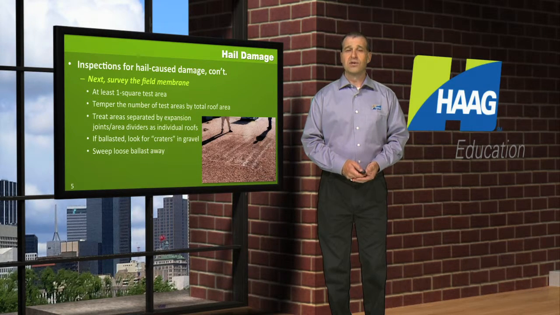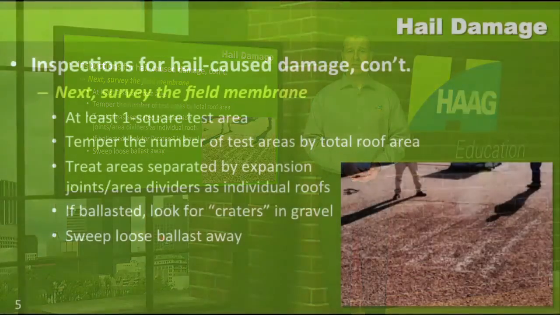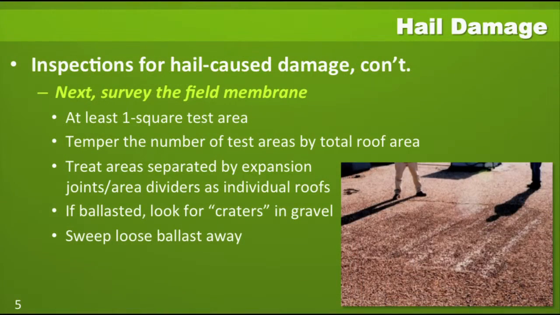Once you get to the field areas of the built-up roof, you can examine it in test areas. Now you do have to consider the size of the entire roof and how many test areas you would need. If there are sections of the roof that are different ages, they would each require a test area or separate examination. Or if you've got a large enough roof that you've got expansion joints or area dividers, they also would have to be each looked at.